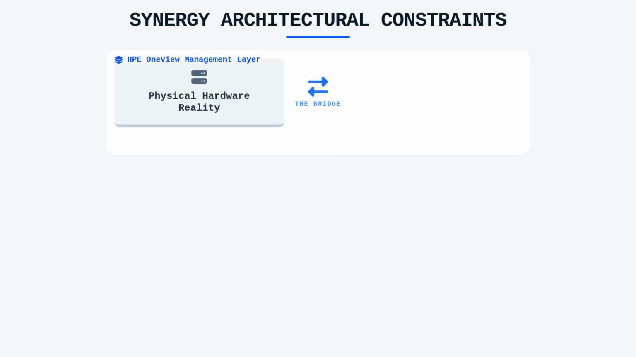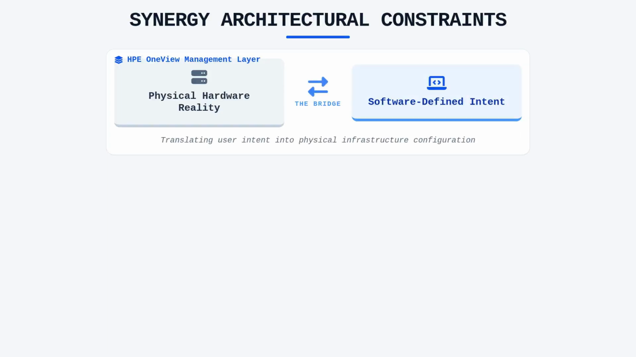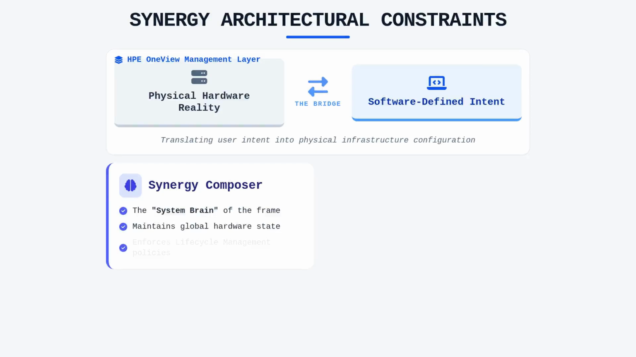When we examine the architectural constraints of the Synergy environment, we must focus on the role of the HPE OneView management layer. OneView provides the bridge between the physical hardware reality and the software-defined intent requested by the user. To achieve this, the system relies on specialized modules such as the Synergy Composer and the Synergy Image Streamer. The Composer acts as the brain, maintaining the hardware state and enforcing lifecycle management policies across the entire frame.